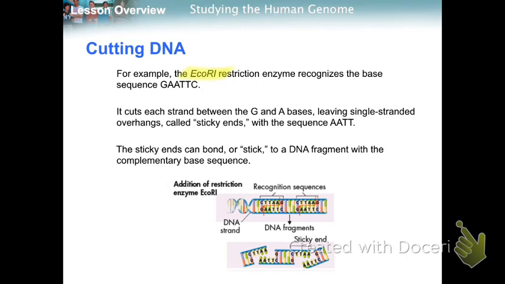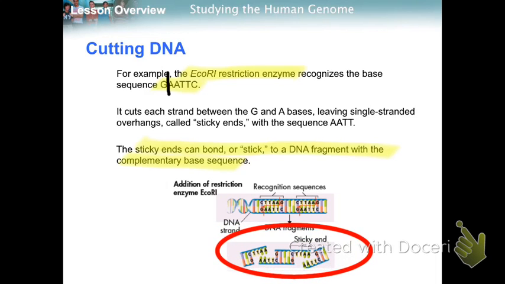The EcoR1 restriction enzyme cuts at the sequence GAATTC. It cuts each strand between the G and A bases right here, leaving single-stranded overhangs, which we call sticky ends, with the sequence AATT. The sticky ends can stick to a DNA fragment with the complementary base sequence. So if you cut two different DNA sequences with EcoR1, they can join together because those sticky ends will base pair with one another.